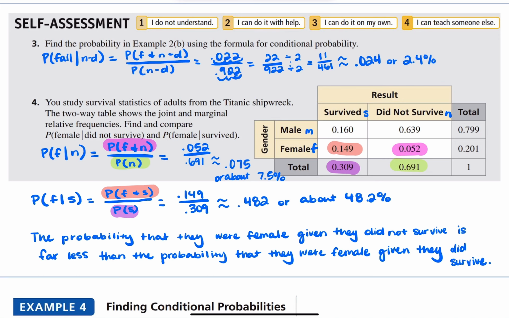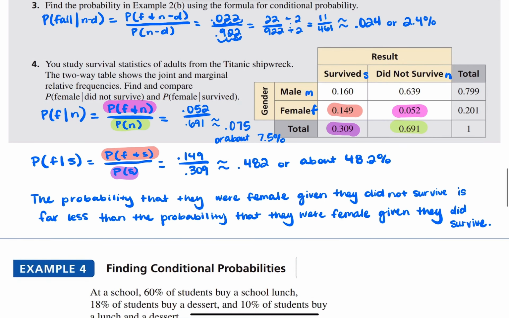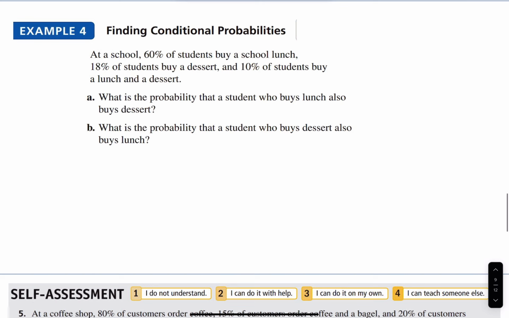Okay, pause if you need to, but I'm going to move on. My next example, example 4, finding conditional probabilities.